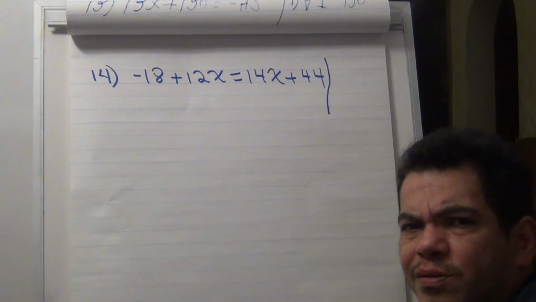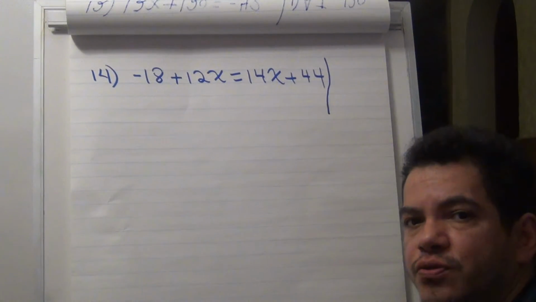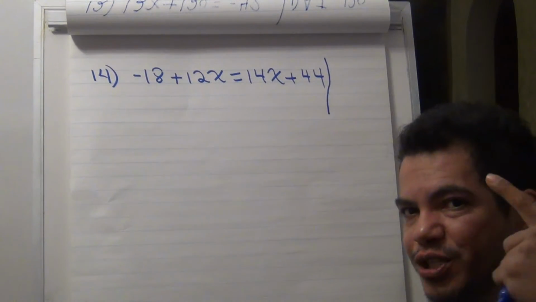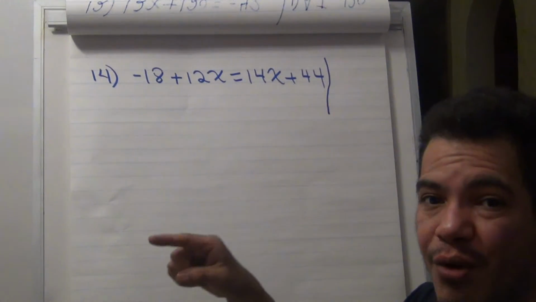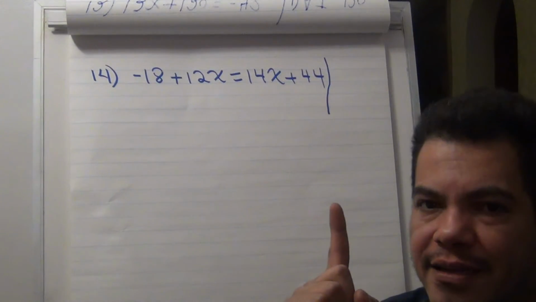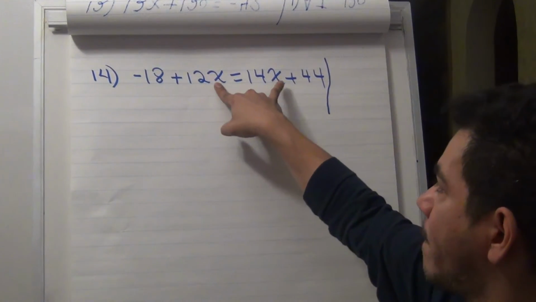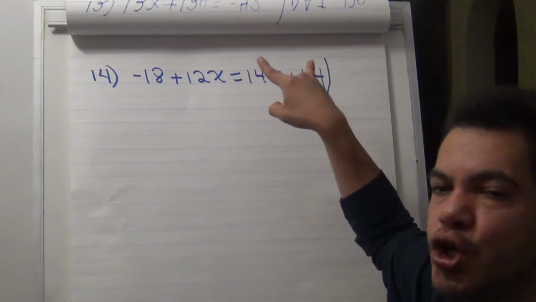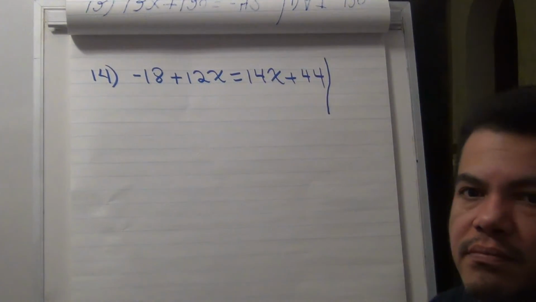But then, so what's the problem here? No, there is no issue. But before we can use the additive inverse and the multiplicative inverse, we have to make sure that we only have variables on one side. And here we have variables on both sides. So that's the first thing that we're going to address.